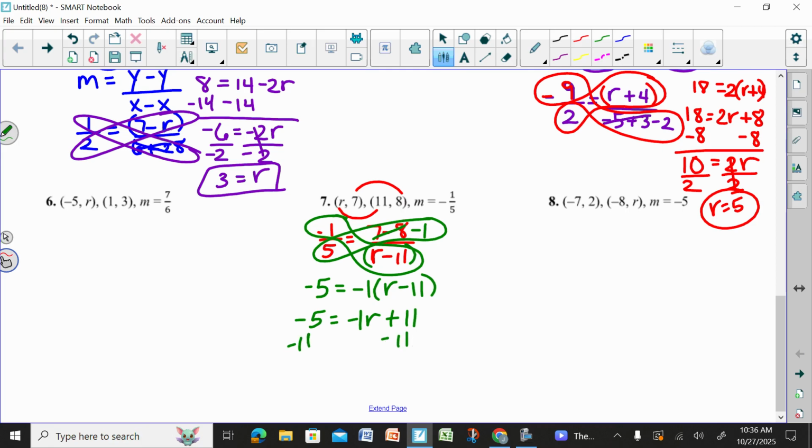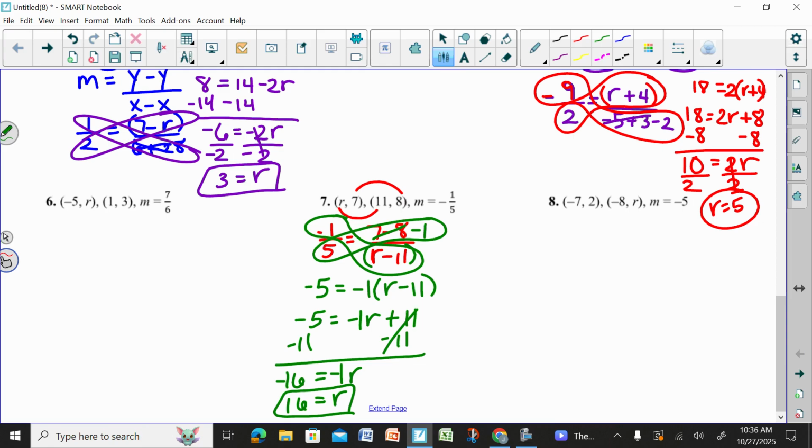Subtract 11. I get negative 16 equals negative 1r. This is one of those where I don't need to see the work, but you still have to simplify in terms of positive r. So if a negative r or a negative 1r equals negative 16, change the sign of the r and change the sign of the 16. You can only do that when it's a negative 1. So in this particular case, the missing coordinate for that x-coordinate would have been 16, working backwards using algebra.